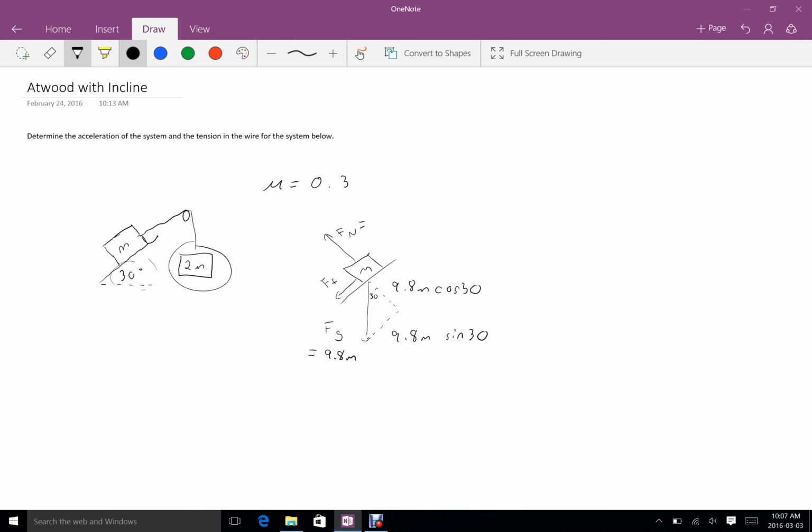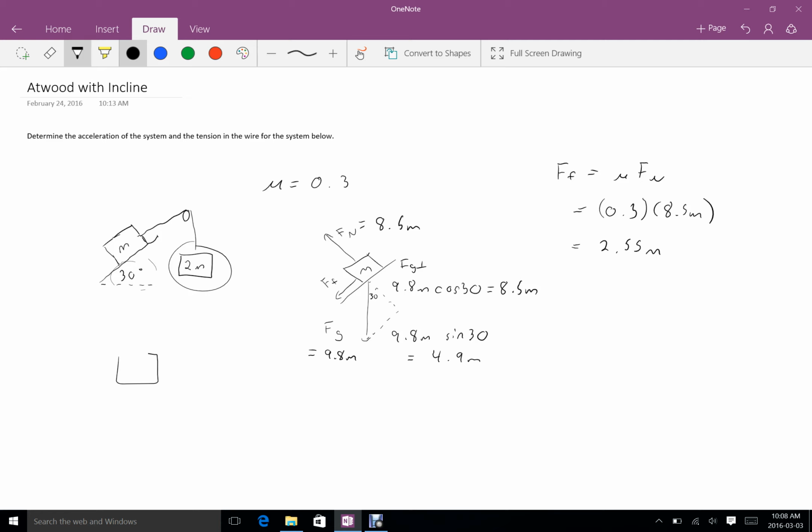My normal force is going to be equal to this force of gravity perpendicular. So it's going to be equal to, I'll just evaluate that, 9.8 cos 30, 8.5 m. And as soon as I have the normal force, I can find my force of friction. And I get 2.55 m. Finally, 9.8 m sine 30 is going to work out to 4.9 m. Now that gets me all the forces acting on my little m object that's on the incline.